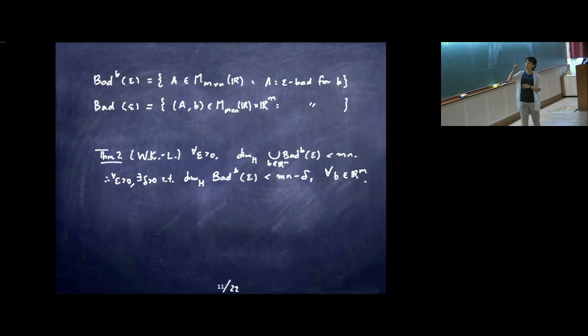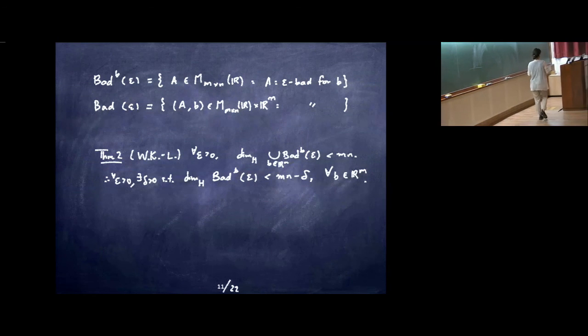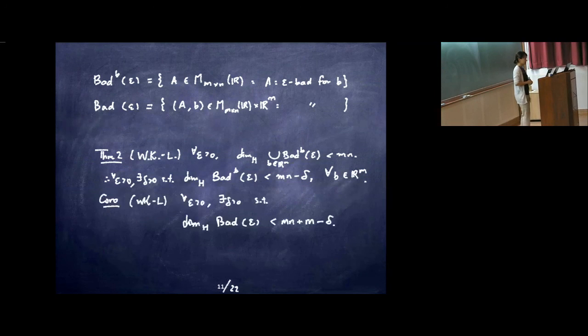So let me emphasize this fact by saying that for every epsilon there exists delta such that the Hausdorff dimension of the bad set for B is less than Mn minus delta. Okay, so I want to emphasize that this delta is not independent of B. And so as a corollary, we get the doubly metric case. So the set of all the matrices and the vectors, the Hausdorff dimension of that set is not full.